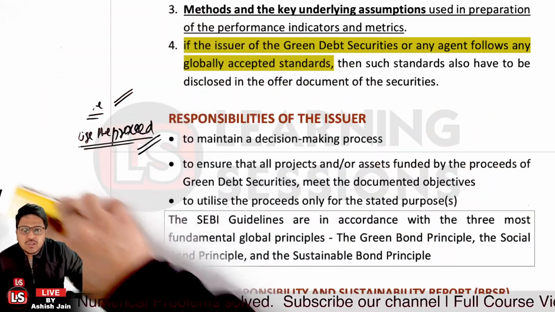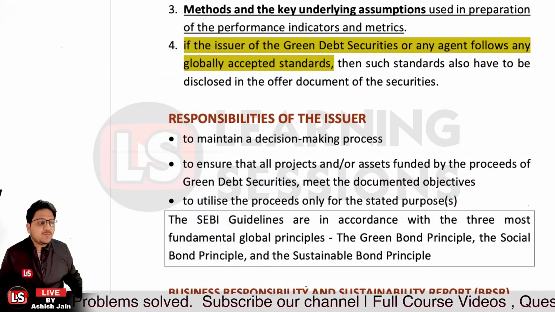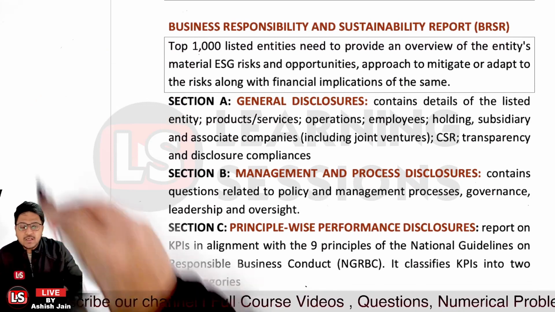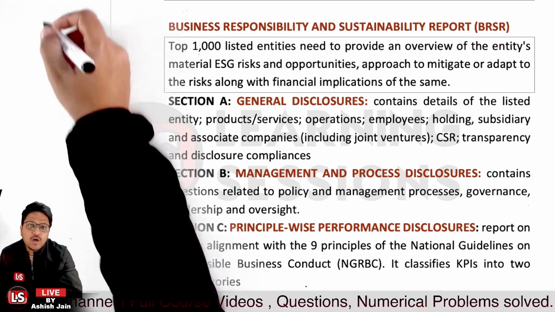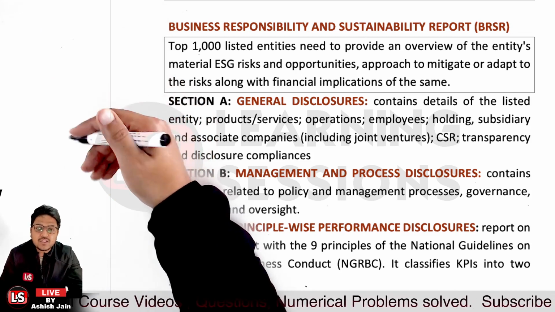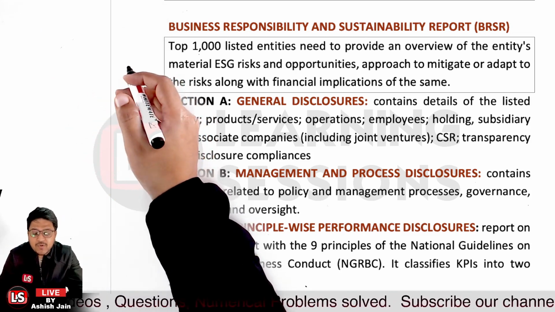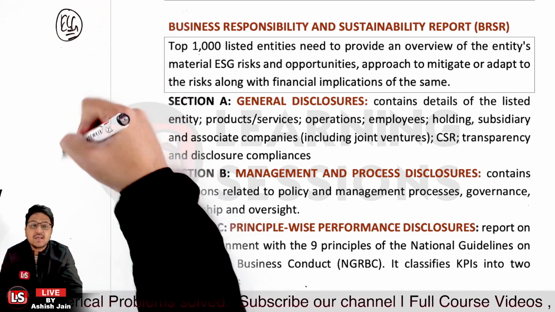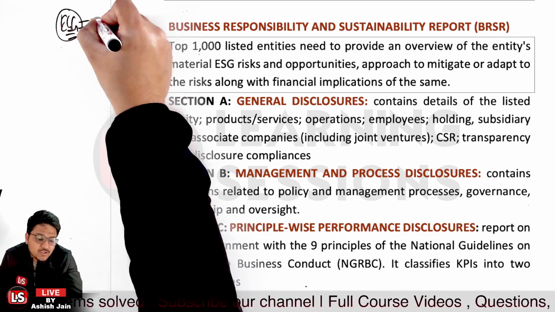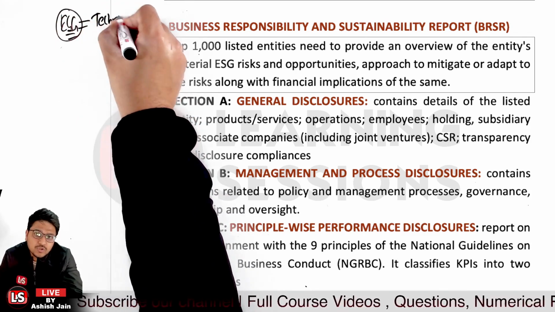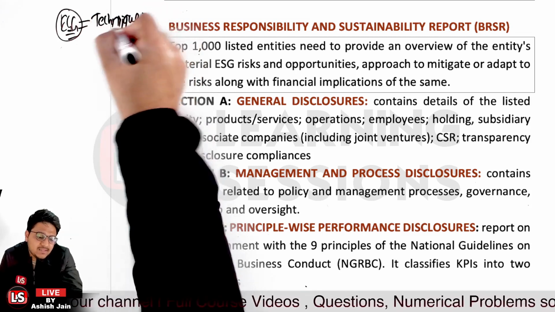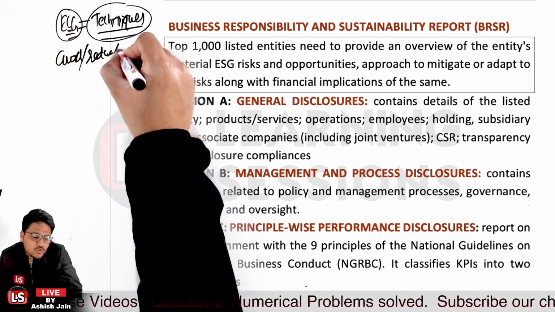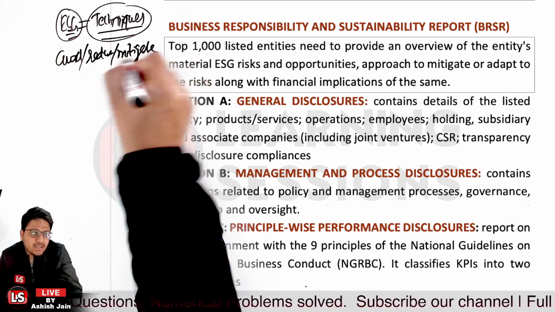Now after that, it's related to the business responsibility and sustainability report, that is BRSR. It is actually related to the top 1,000 listed entities which are listed on the stock exchange, and they need to provide an overview related to ESG, that is how ESG is impacting their company and their financials, that must be indicated. And further, they also need to specify the techniques they are employing so as to avoid these risks, reduce these risks, mitigate these risks, that must also be indicated, right?